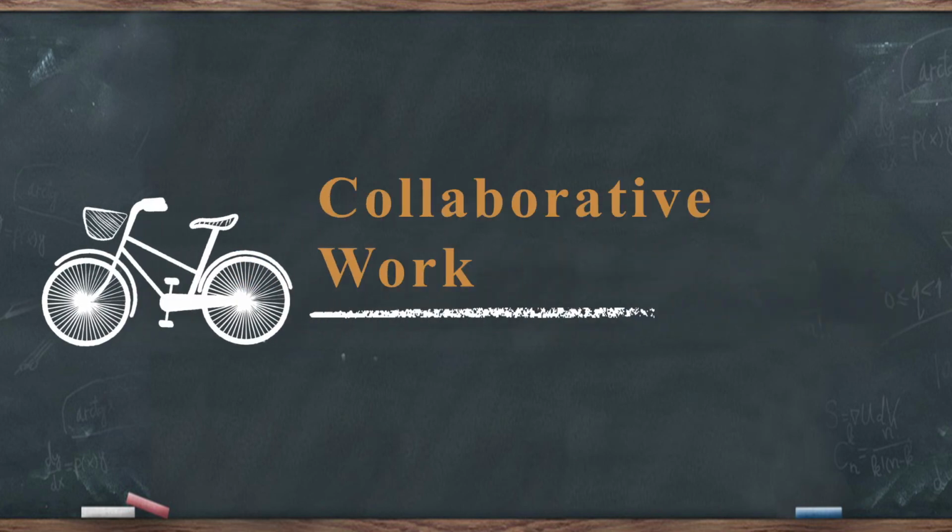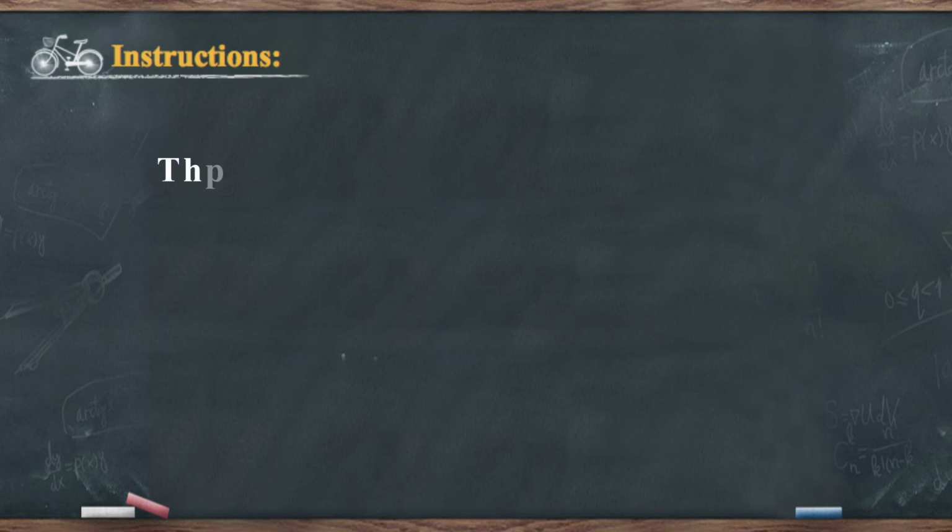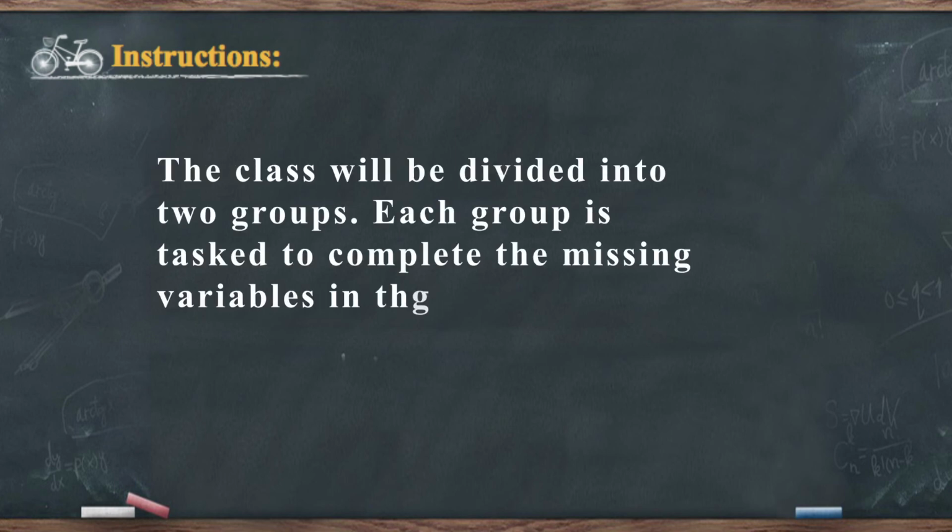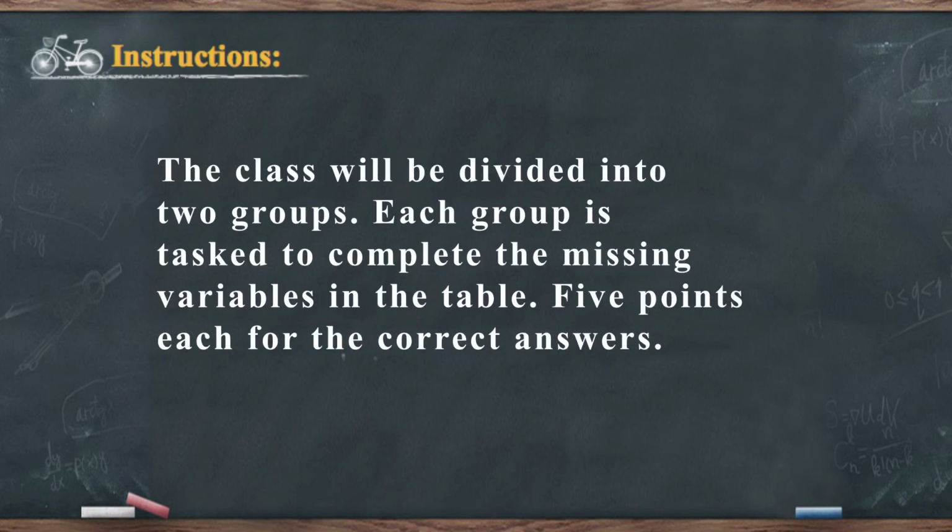Collaborative work. Instructions. The class will be divided into 2 groups. Each group is tasked to complete the missing variables in the table, 5 points each for the correct answers.